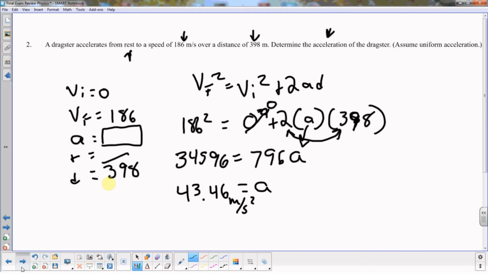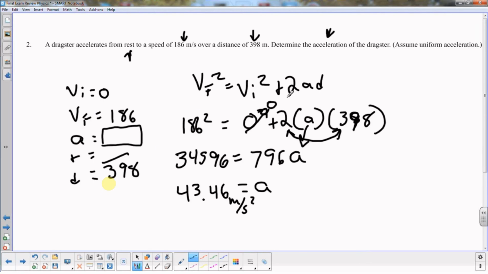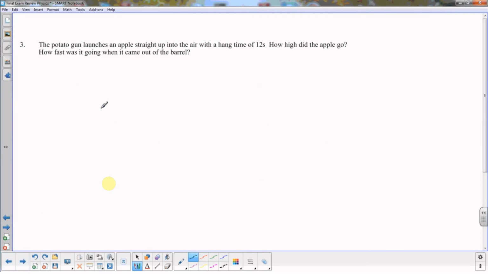Third, potato gun launches an apple straight up. So again, we're still dealing with one-dimensional kinematics, and this is actually something I want to make a big deal about here. Note, the acceleration is not 10. An acceleration of 10 or negative 10, as we've been dealing with, is only when you're doing something that has to do with free fall. So a potato gun shooting straight up and something coming straight down, that's free fall. That's when you're going to have acceleration of negative 10.